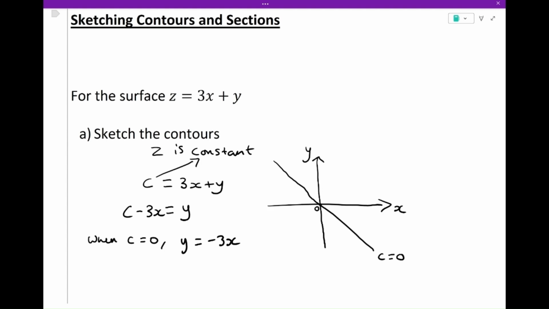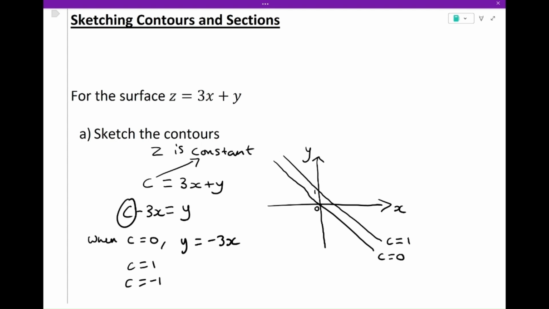Now let's change c. Let's consider when c is equal to 1, and maybe when c is equal to negative 1. And let's think about what that's going to do. Well, this constant, if I keep changing it, is going to act as a translation. If this was initially 0 and we add 1 to it, we're going to shift the graph up 1. So my next contour would look a bit like this. It would be parallel, the same gradient, and we'd say that is when c is equal to 1. I'm just going to indicate a 1 there.